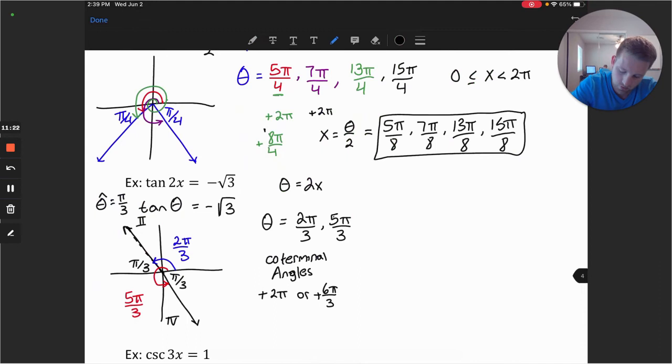So let's add those. So if I add 6 pi over 3 to my first angle, I'll get 6 and 2 give me 8 pi over 3. And then if I add to the 5 pi over 3, we'll get a total of 11 pi over 3.